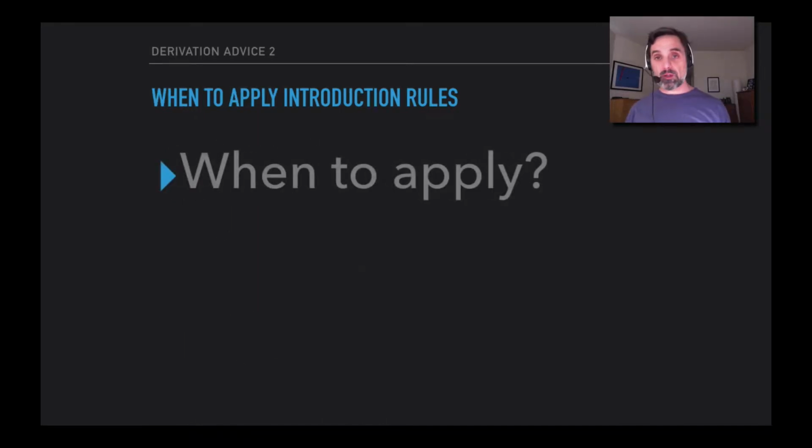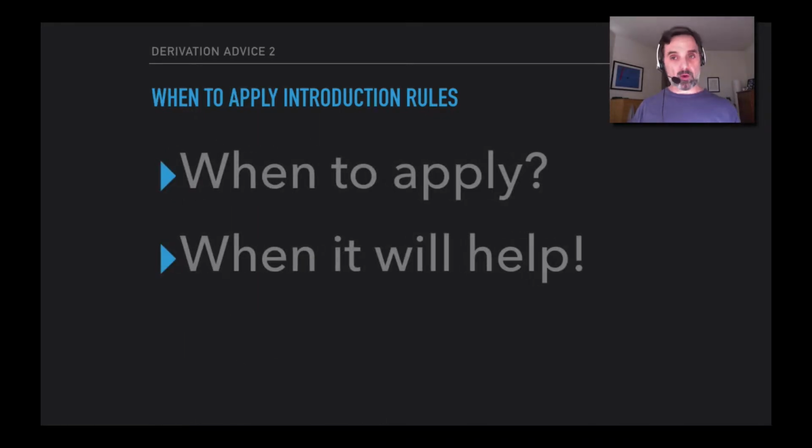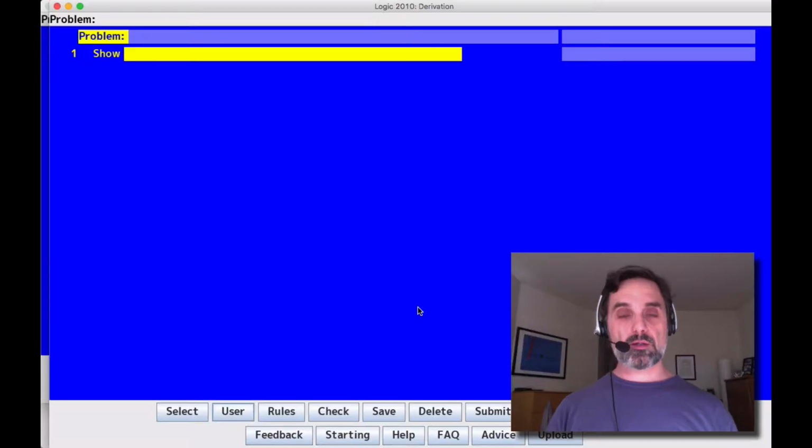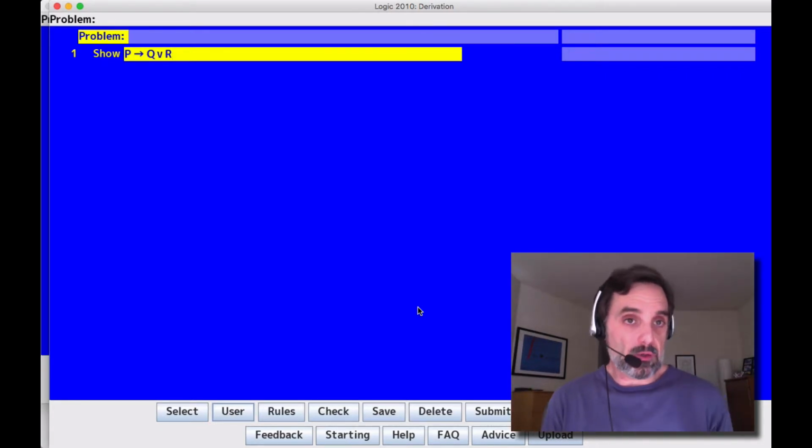Well, when to apply them? When it will help, of course, but the question is, help how? How do introduction rules help us? I'm going to show 2 ways, just briefly, in the derivations module in which they do help us. Let's suppose we are in a derivation where the conclusion is if P, then Q or R. Who cares what the premises are? We're not actually going to do the whole derivation. I just want to illustrate an idea.